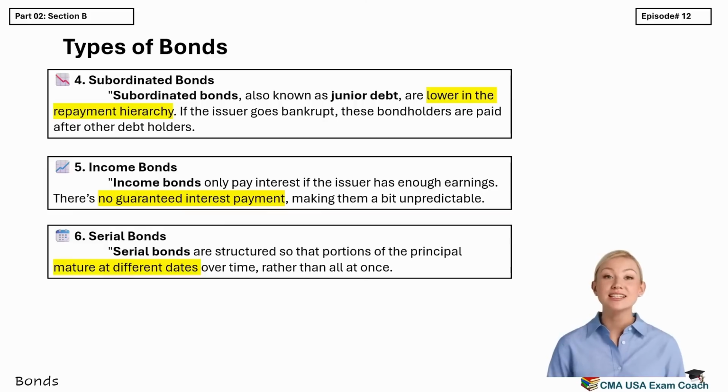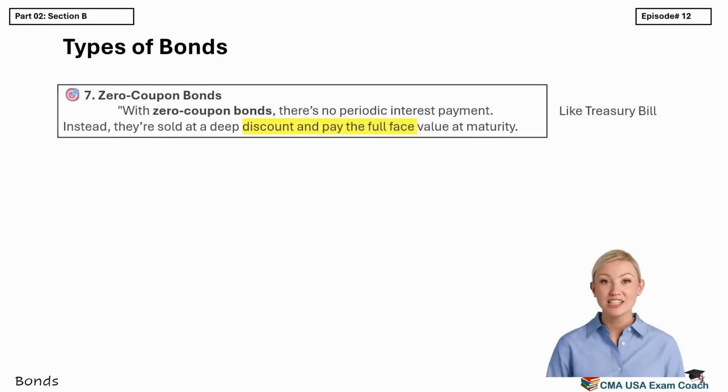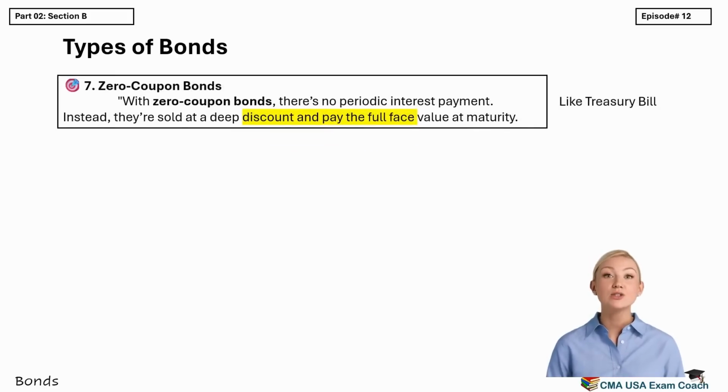Now, let's look at zero-coupon bonds. As the name suggests, they pay no periodic interest. Instead, they're sold at a deep discount and you receive the full face value at maturity. For example, you might buy a bond for $700 today, and in 10 years, it matures at $1,000. The return is the difference between what you paid and what you get back.